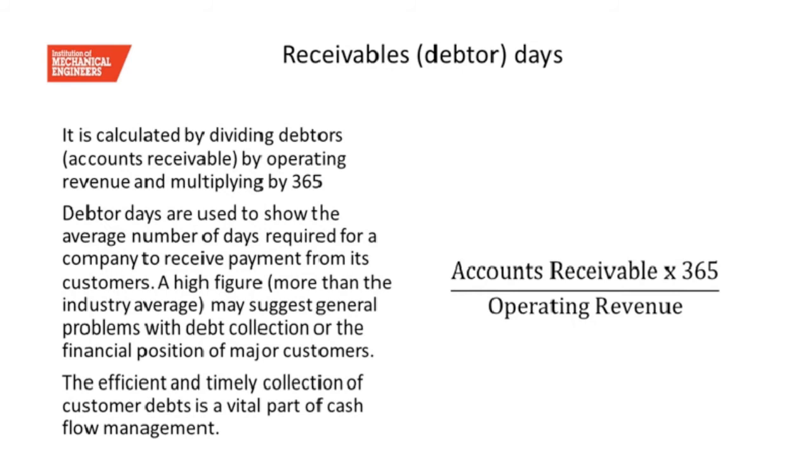The next slide is receivables, often described as debtor days. As you can see, it's calculated by dividing debtors, or accounts receivable, by operating revenue and multiplied by 365. Debtor days are used to show the average number of days required for a company to receive payment from its customers. A high figure, more than the industry average, may suggest general problems with debt collection or indicate financial problems with major customers. The efficient and timely collection of customer debts is a vital part of cash flow management.